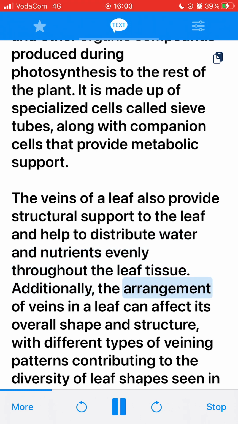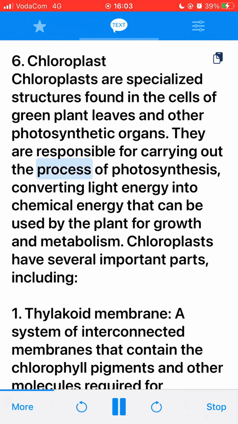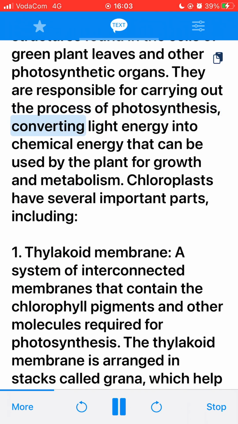Additionally, the arrangement of veins in a leaf can affect its overall shape and structure, with different types of veining patterns contributing to the diversity of leaf shapes seen in plants. 6. Chloroplast. Chloroplasts are specialized structures found in the cells of green plant leaves and other photosynthetic organs. They are responsible for carrying out the process of photosynthesis, converting light energy into chemical energy that can be used by the plant for growth and metabolism.